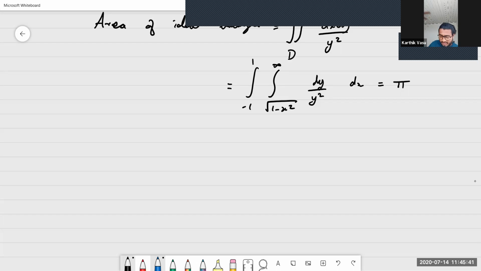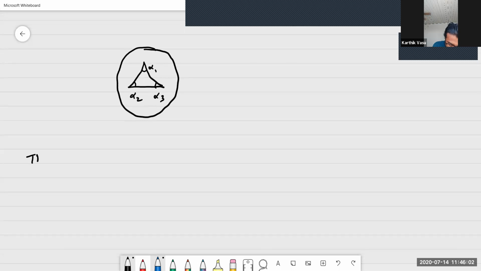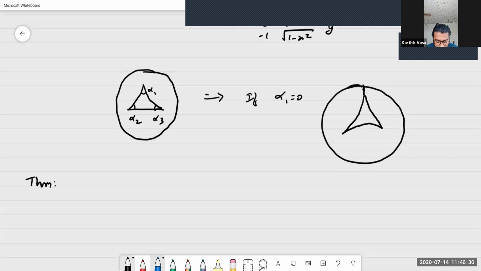Now let us calculate the area of other triangles, whose angles are like alpha 1, alpha 2. So we will look at a general triangle now. Also note here that if alpha 1 equals 0, this will be an ideal triangle. So alpha 1 can only be 0 when this point is here. So in hyperbolic space, we can have triangles which have 0 angles as well.